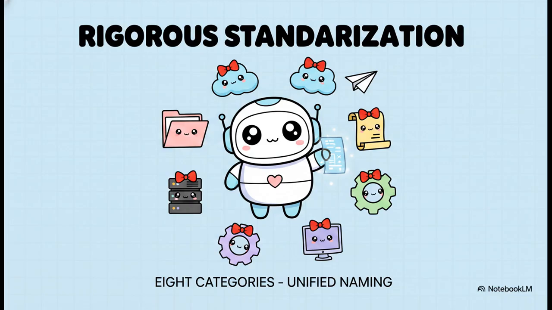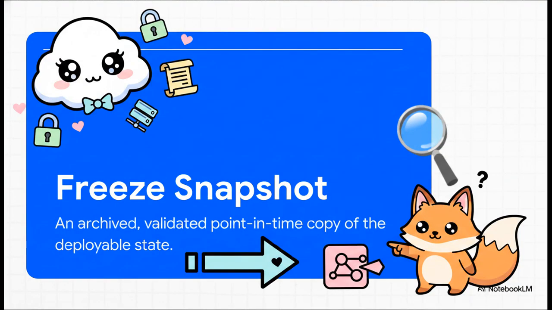Taking just 30 minutes to name things predictably across your entire pipeline will easily save you 30 hours of hair-pulling debugging later on. Trust me on that one. Alongside those naming conventions, there's another vital structural concept here: freeze snapshots. Let's define this clearly because it is a massive upgrade to standard version control. A freeze snapshot is an archived, hashed, manifest-validated point-in-time copy of your deployable state.